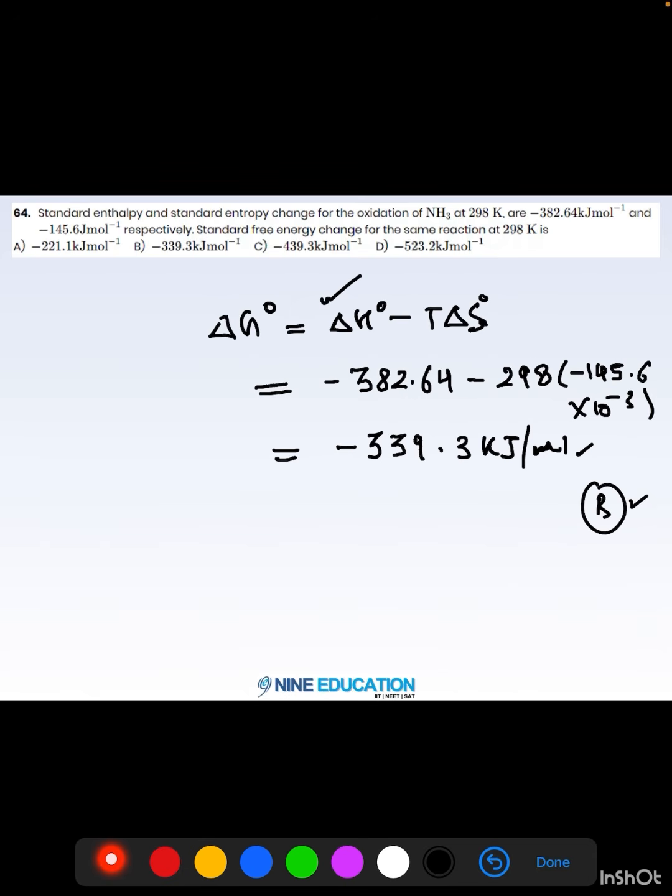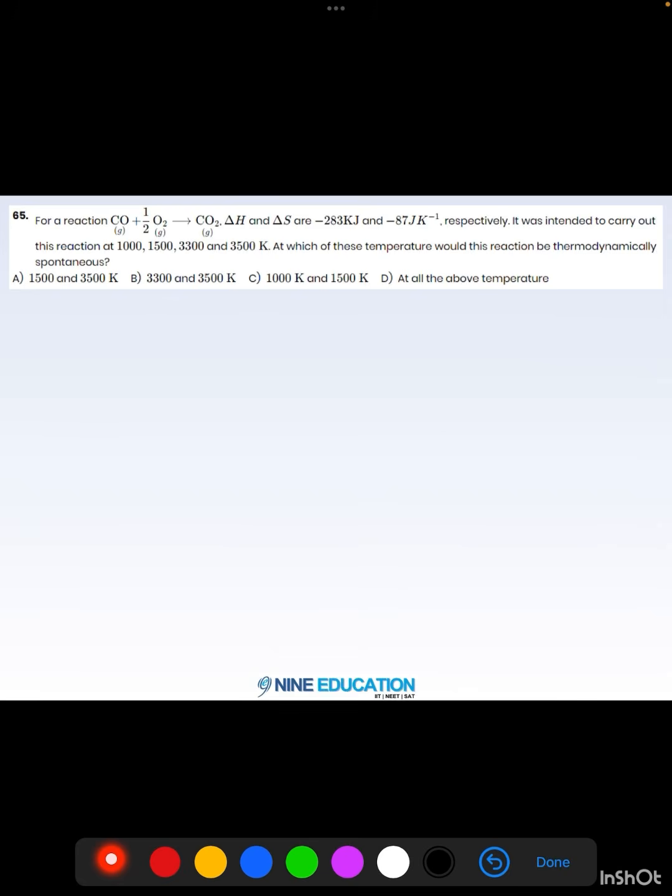Next we are having the 65th question, for a reaction carbon monoxide plus half O2 giving us CO2, for which delta H and delta S are given. Again the values are given in kilojoule and joule respectively, and it was intended to carry out this reaction at 1000, 1500, 3300 and 3500 Kelvin. At which of these temperatures would this reaction be thermodynamically spontaneous?